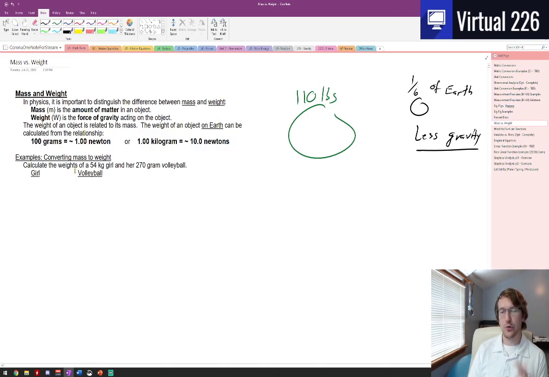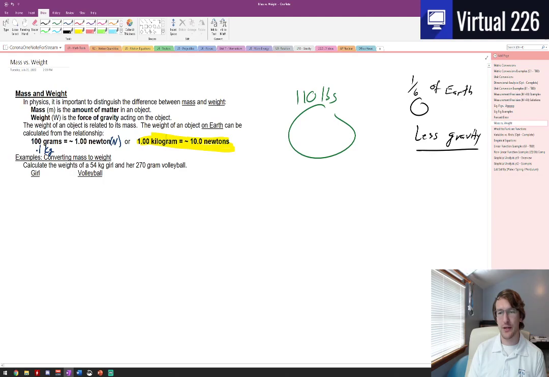Generally speaking, a quick, easy conversion is saying that for every 100 grams, or 0.1 kilograms, that's about 1 Newton, which is a capital N for its unit. It's 1 Newton worth of force or weight. Which means about 1 kilogram is around 10 newtons. And this is a very, very useful unit conversion to know.